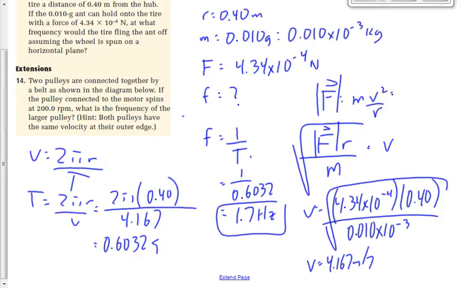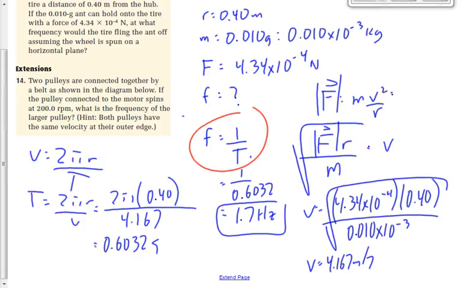Who gave me f is equal to 1 over t? Who gave me that one first? Carrie did? Ended up being the last thing I used. I don't care that she gave it to me first. I don't care even if I didn't even use it. She gave me something that's valid. That's what you should do. Think of things that are valid and go from there. Sooner or later, it'll work out for you.